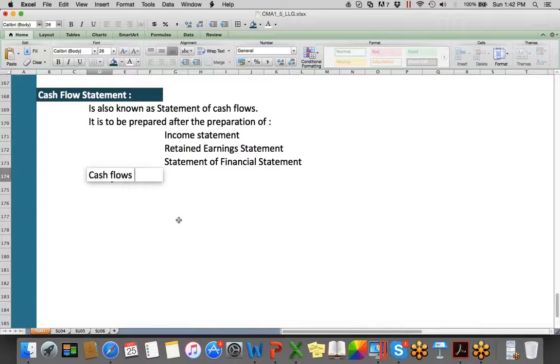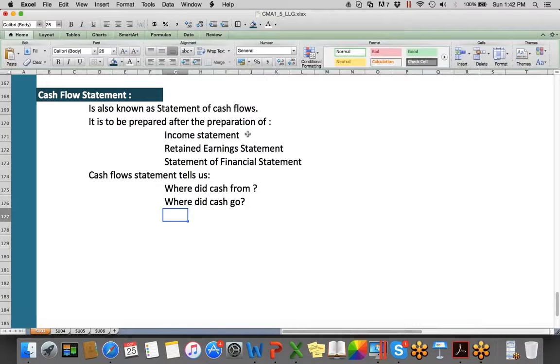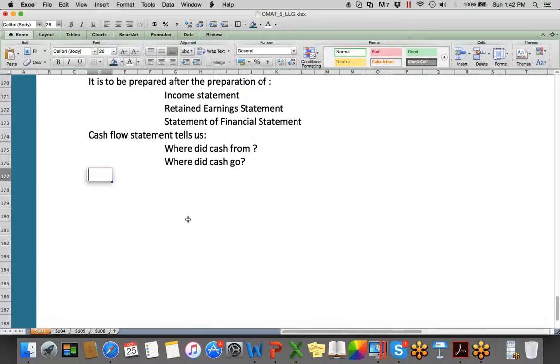So we need to prepare cash flow statement. Cash flow statement tells us where did cash come from and where did cash go. So you will have answers for these two questions, whereas you can't find these answers in the income statement. Using cash flow statement, you can find the answers for these two questions: where did cash come from and where did cash go.